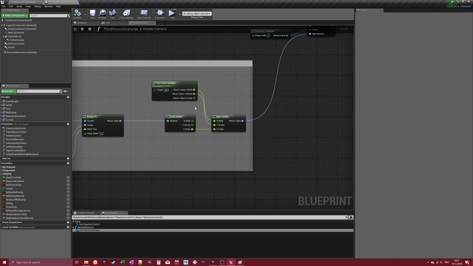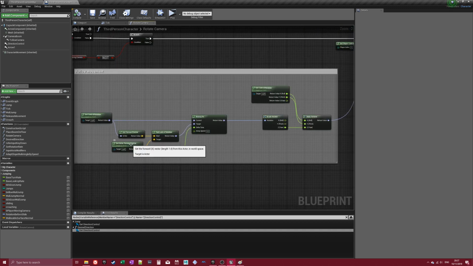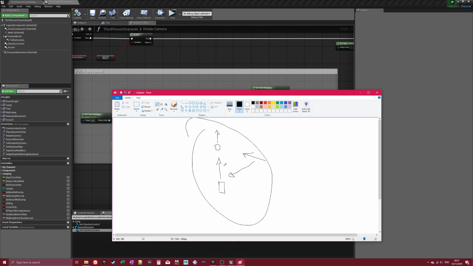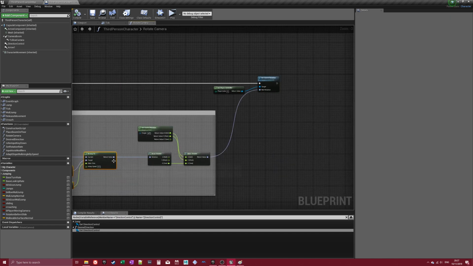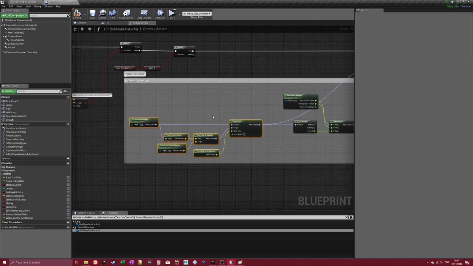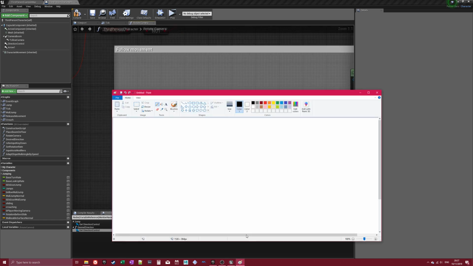We don't actually want to go exactly, so how do I say this? If you just told the rotator, let's see. So we have, this is where we want the camera to look. But if we did this, you have to realize that the forward vector of the camera, you might be looking like this right now, and Mario is looking always like that.